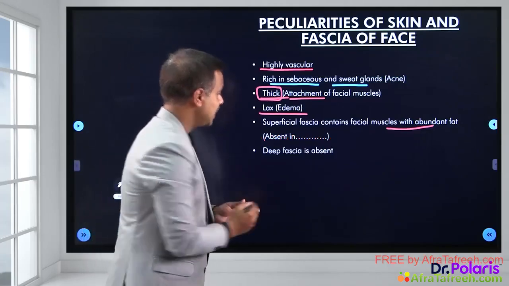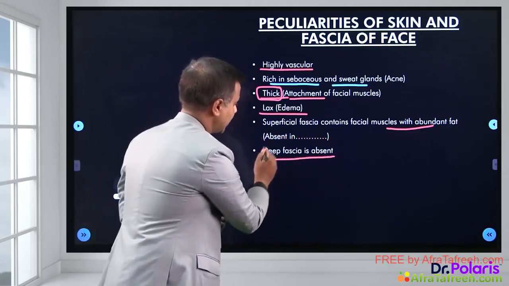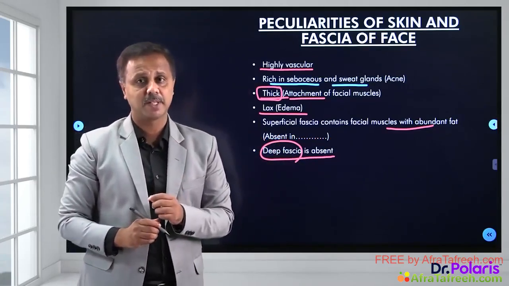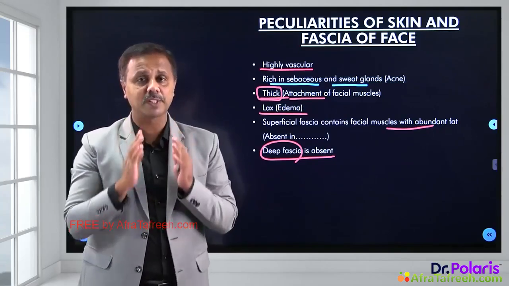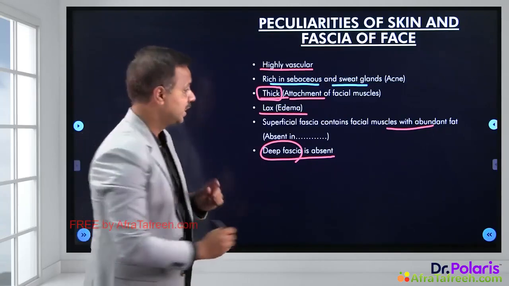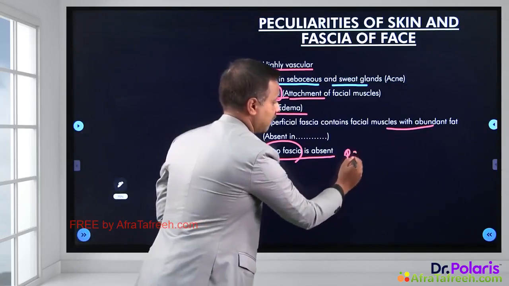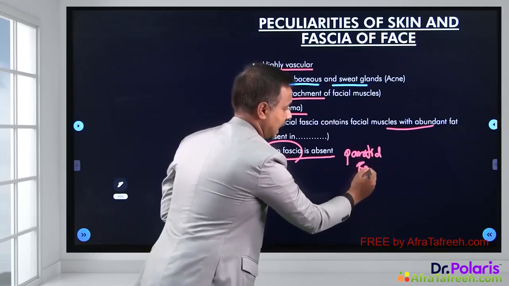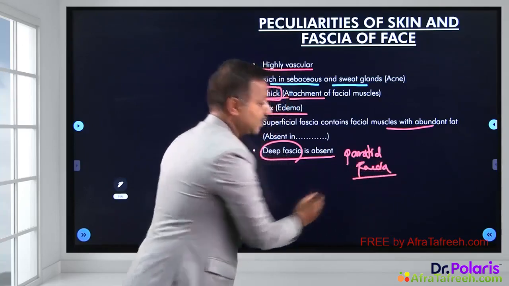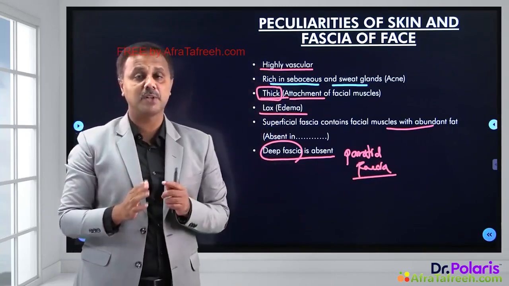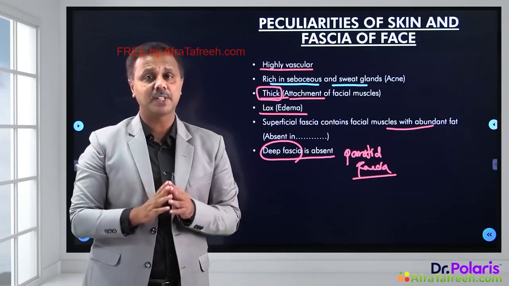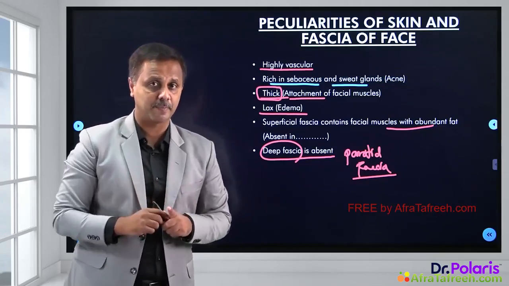Then, skin is an area where you don't find deep fascia. The deep fascia is characteristically absent. Is it applicable to all over the face? No. There is something referred to as parotid fascia, the deep fascia covering the parotid gland. Okay? Now, this fascia is an exception where you have deep fascia in the face. Apart from this, there is no other part in the face where you get deep fascia.